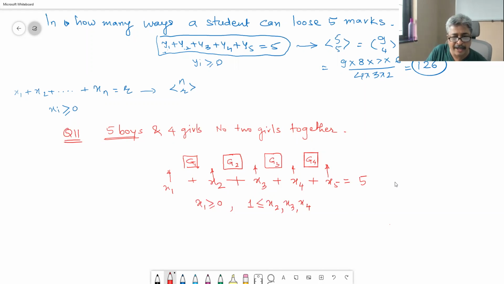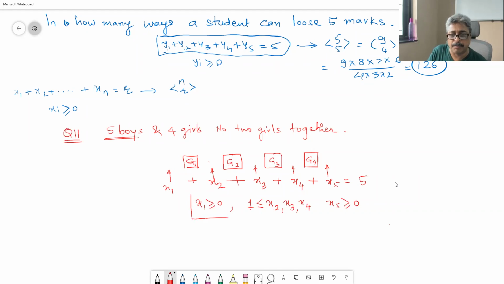Here you need to have at least one boy sitting. Then only the girls are separated. If x2 becomes 0, then g1 and g2 are together. So the condition is at least 1 for x2, x3 and x4, and x5 you can have 0. So x5 can be greater than or equal to 0.